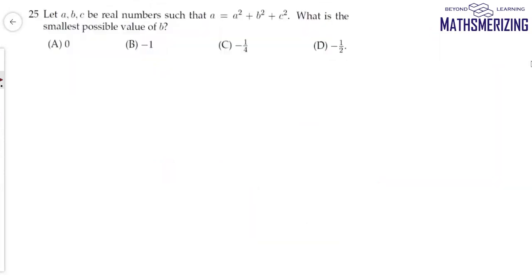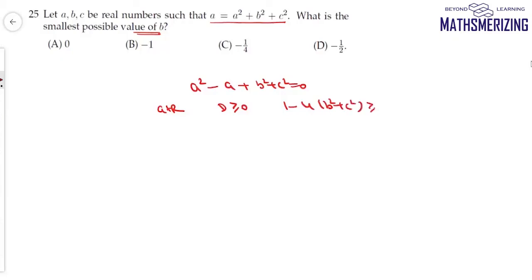Now question number 25 says, if A, B, C are real numbers such that A is equal to A square plus B square plus C square, we need to find the smallest possible value of C. Now we know that we can write this equation as a quadratic equation in A. So I'll write A square minus A plus B square plus C square equals 0. Now since A is real, that means D is greater than or equal to 0. So I'll write 1 minus 4 times B square plus C square, it should be greater than or equal to 0. So I'll write B square plus C square is less than or equal to 1 by 4.